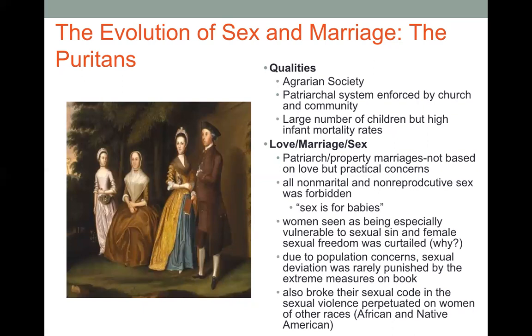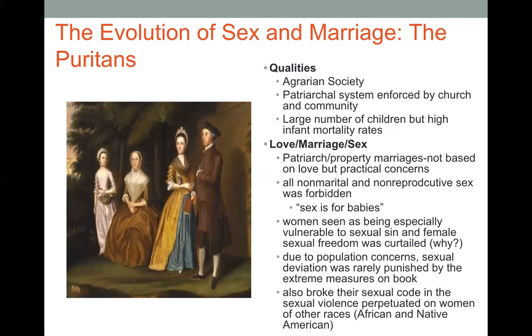And of course, obviously that means that same-sex attraction and sexual activities were forbidden. And so the slogan that your book provides you is the idea that sex is for babies. And so with that kind of rather rigid approach to sex and intimacy, obviously there was a lot of concern about people upholding the values and the morals of the society.